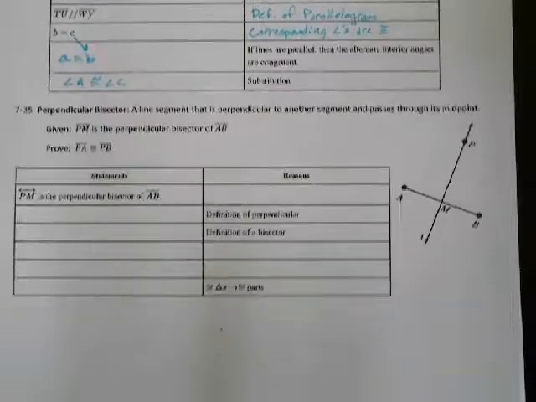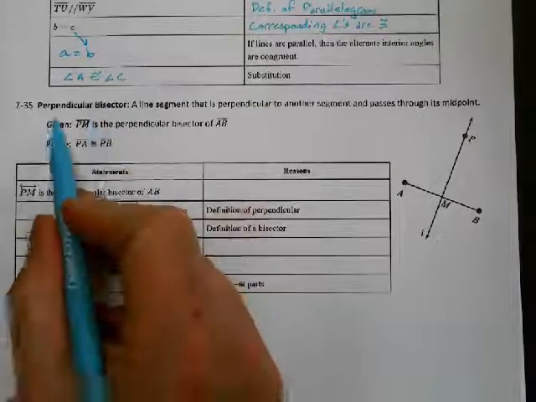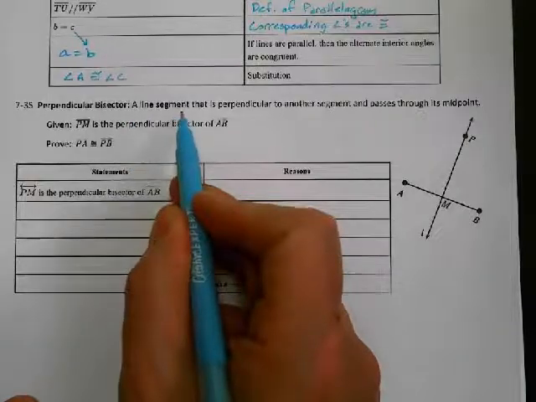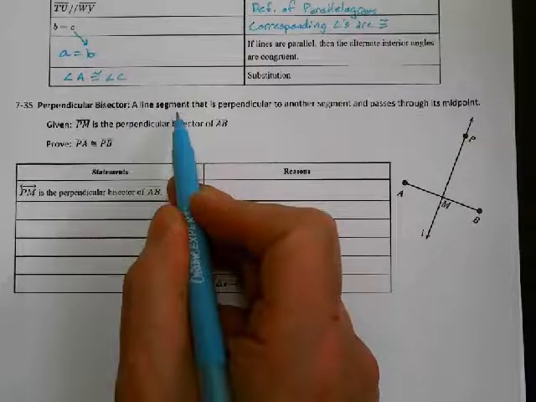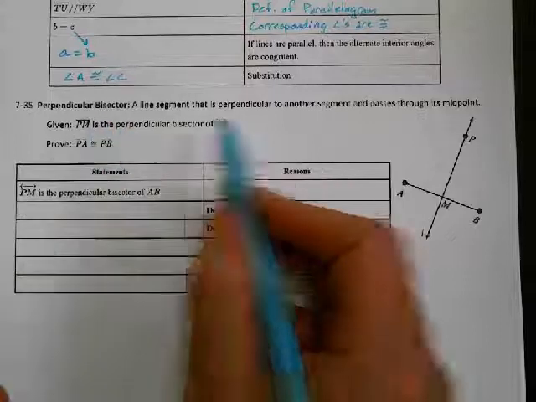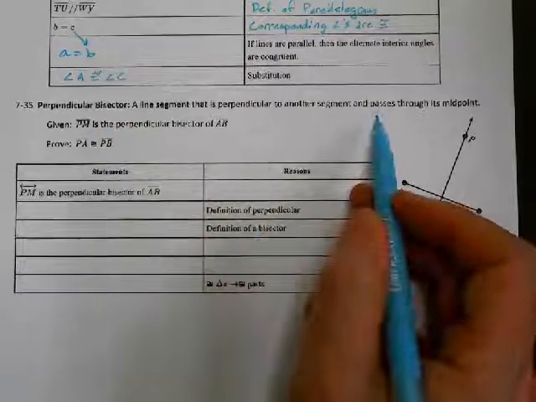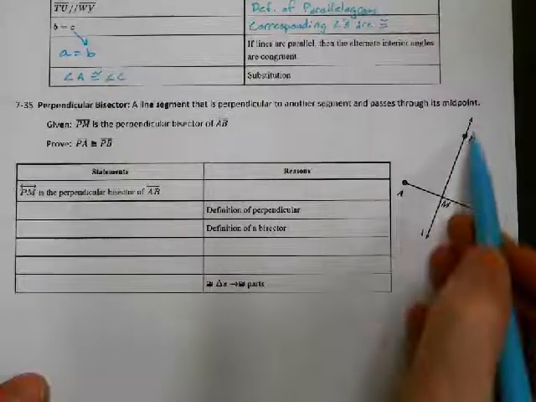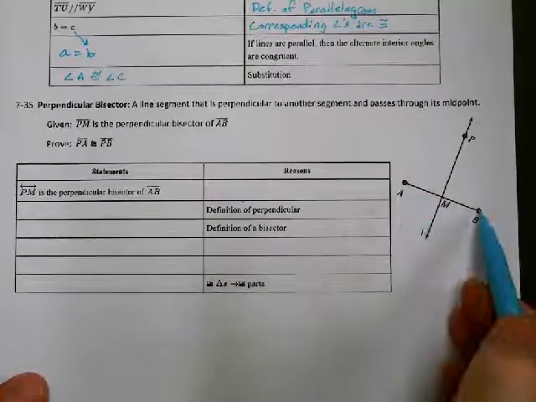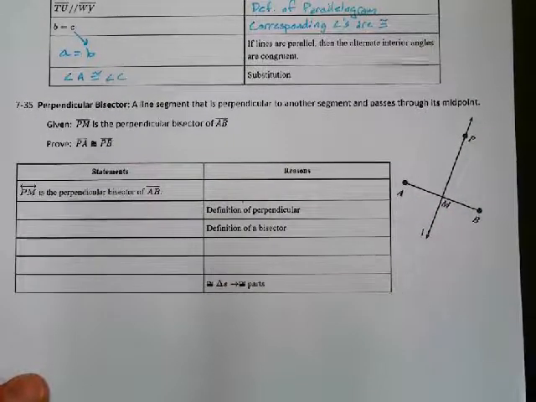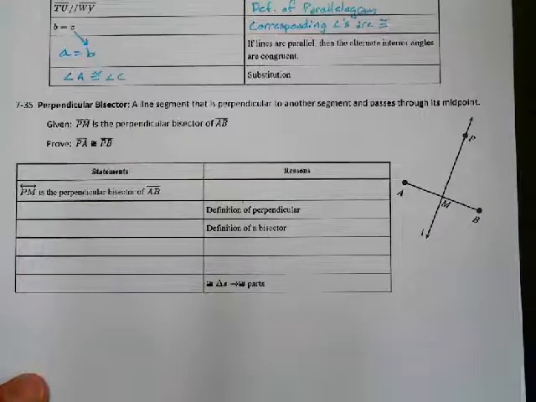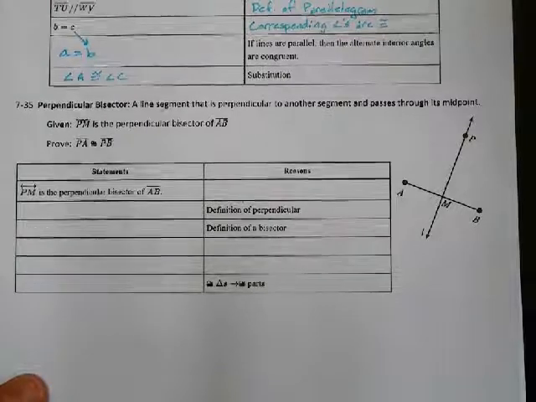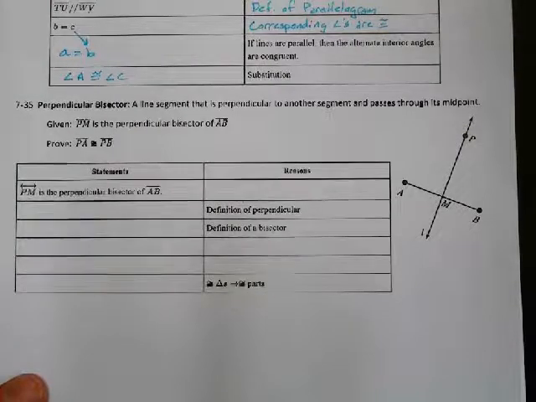Next one. A perpendicular bisector. So a perpendicular bisector is a line segment that is, number one, perpendicular, because of the name, and it bisects another segment. So it cuts a segment into two congruent parts. So here we've got PM. It's a perpendicular bisector to AB. So since it's a perpendicular bisector, two things happen. A, it's perpendicular. B, it bisects, meaning it cuts it into two congruent parts.